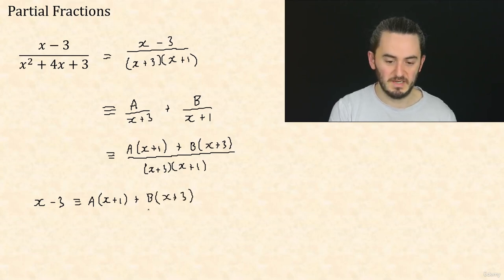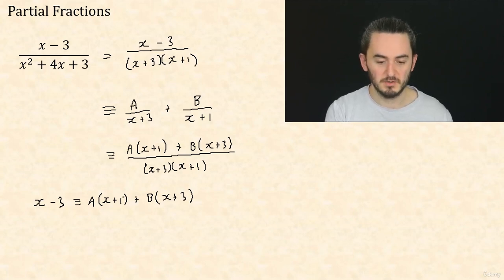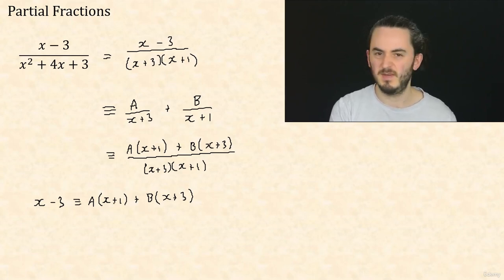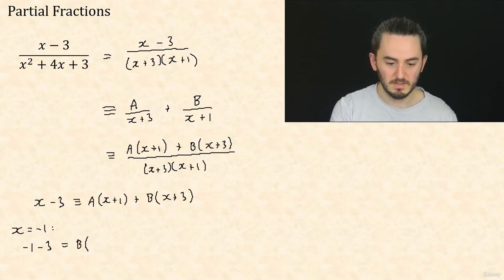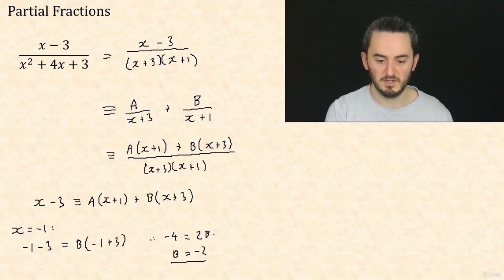And now we just need to think of some clever values to sub in. Well, the first one I'm going to do is sub in x equals minus 1. It doesn't matter what order you do this in, but x equals minus 1 will kill this fraction here. So when x equals negative 1, I've got minus 1 minus 3 equals, and this is 0 because minus 1 plus 1, and then I've got b and minus 1 plus 3. So what does that mean? That means that minus 4 on the left-hand side is equal to 3 minus 1 is 2b, and now I know that b is negative 2. Okay, so there's my first part of the answer.